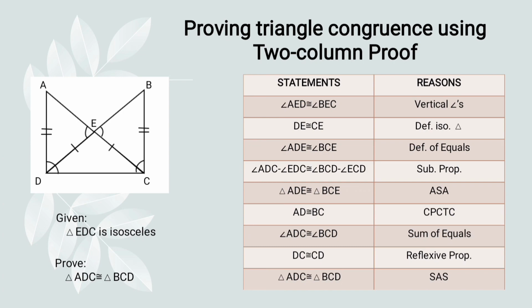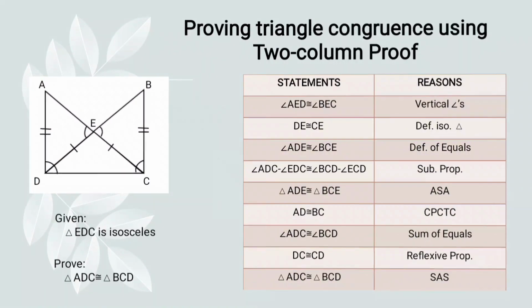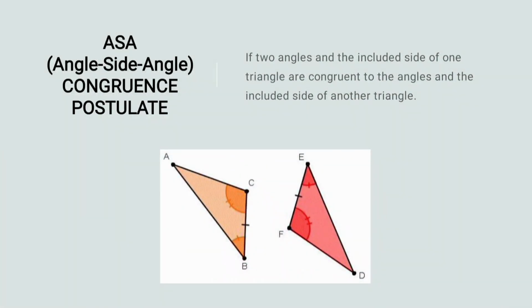So our last statement is triangle ADC is congruent to triangle BCD. Our reason for that is side-angle-side congruence, since this is congruent and this is congruent as well. So the next slide is the angle-side-angle congruence postulate.